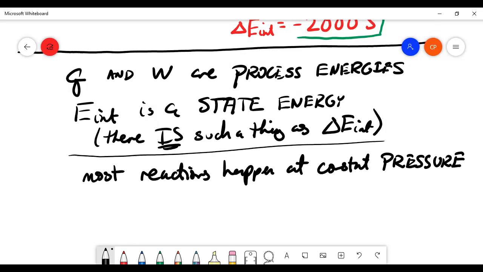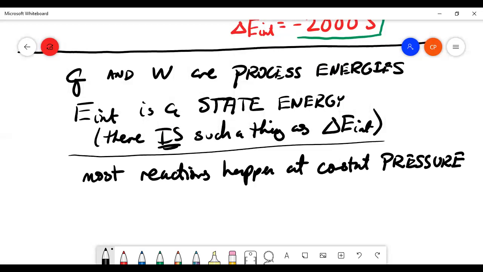It's important to mention at this junction that most chemical reactions that we're going to study are processes that happen at constant pressure. It turns out that internal energy change does correspond to Q alone if I can hold volume constant. If volume is constant, no work is done. If no work is done, delta E internal is equal to Q. But we don't deal with reactions happening at constant volume a whole lot.